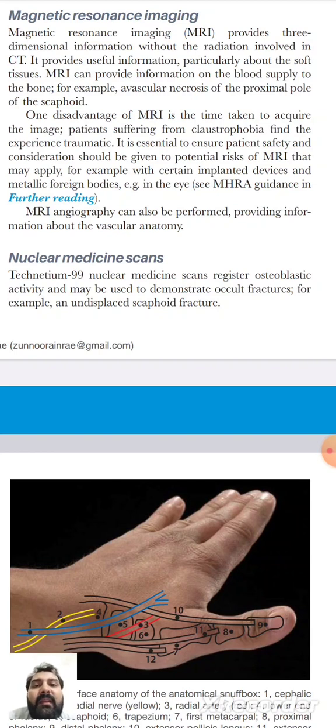And do you know what is the magnetic field strength of a clinical MRI? That is usually 1.5 to 3 Tesla. And the MRI used for research purposes has far greater magnetic field strengths, as much as 17 Tesla. Those MRIs are a real risk for patients having implants in their body, as they can cause implant loosening, implant migration and heating of the implant. MRI angiography can also be performed, providing information about the vascular anatomy.